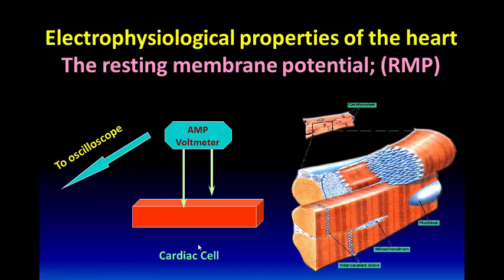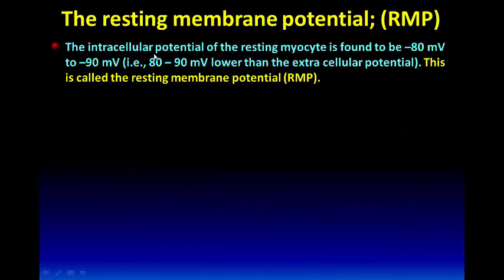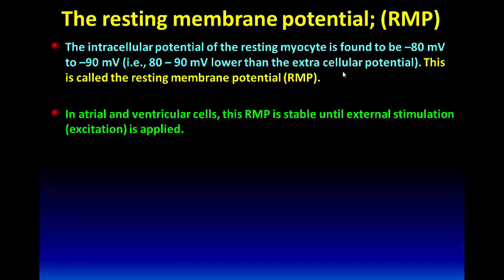This voltage or potential across the membrane when the myocyte is at rest is known as the resting membrane potential. And when we measure it, we'll find that the intracellular potential of the resting myocyte is about -80 to -90 millivolts. In other words, the intracellular potential of the resting myocyte is 80 to 90 millivolts lower than the extracellular potential. This is again known as the resting membrane potential.